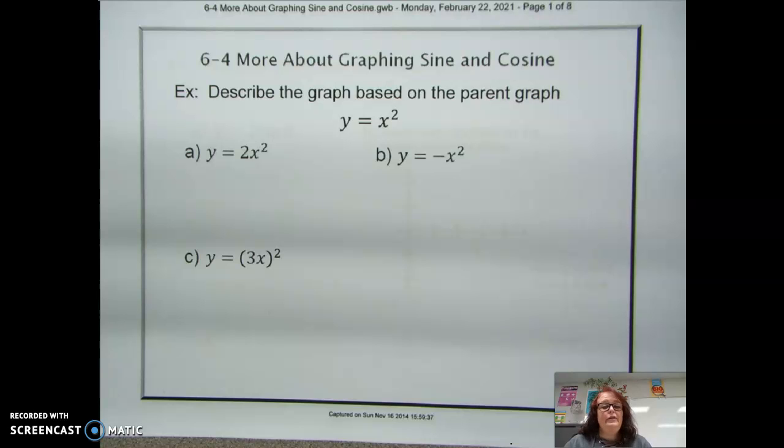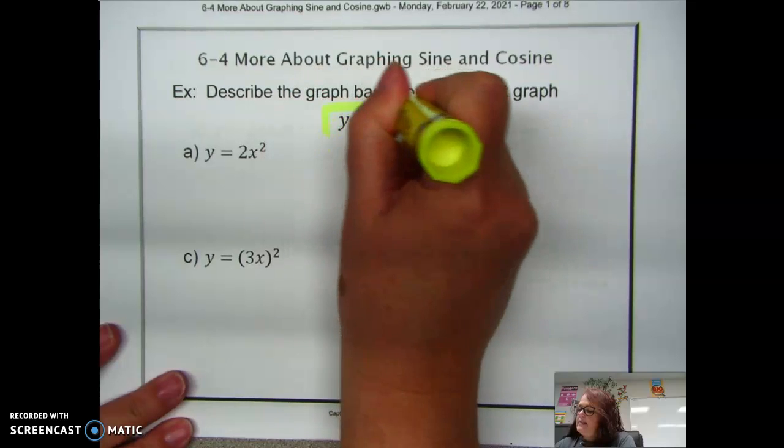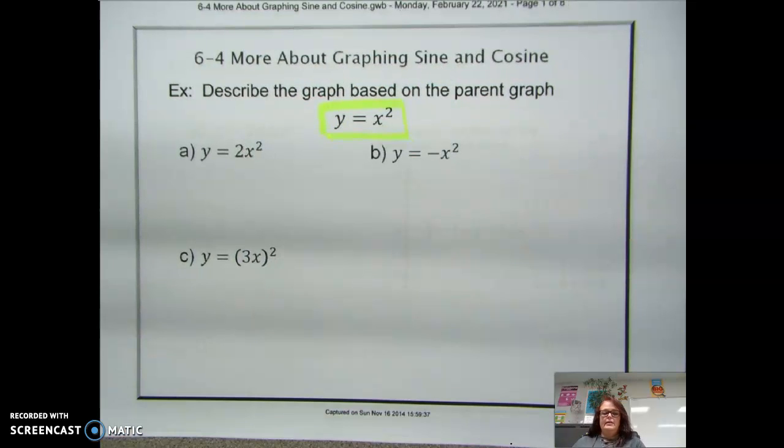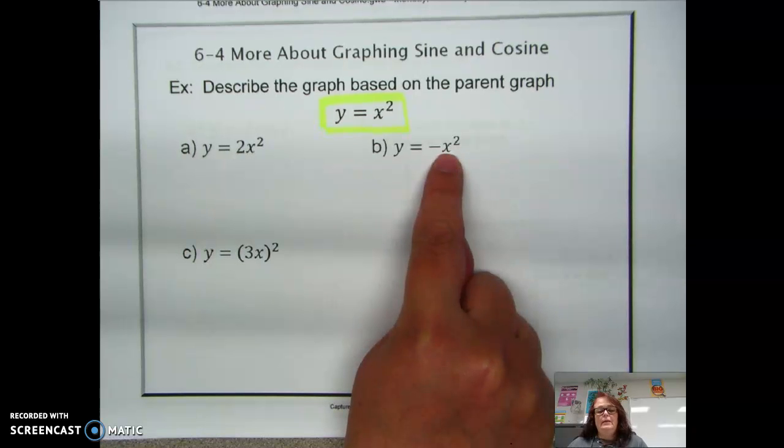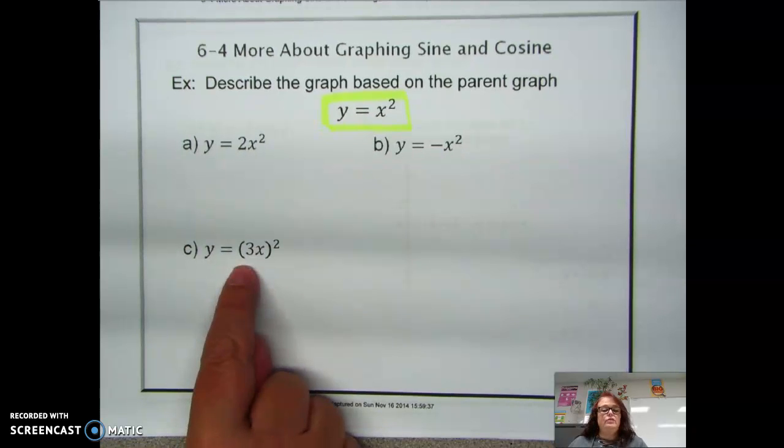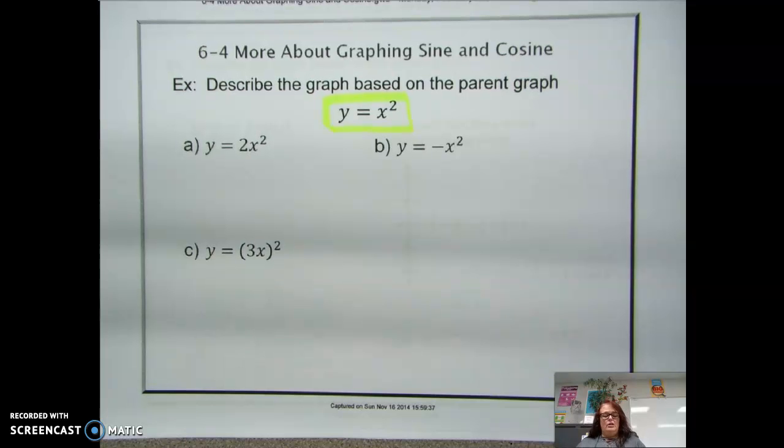And so I'm not asking you to graph, I'm just asking you to describe what's happening to the graph based upon the parent graph. So you'll notice that I gave you the parent graph as y is equal to x squared. And so for A, we multiplied by 2. For B, we multiplied by -1. And for C, there's a 3 on the inside of the parentheses. So take a moment to pause the video and see what you would get. What would we do to that parent graph?